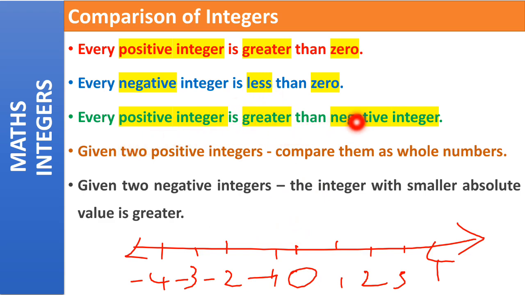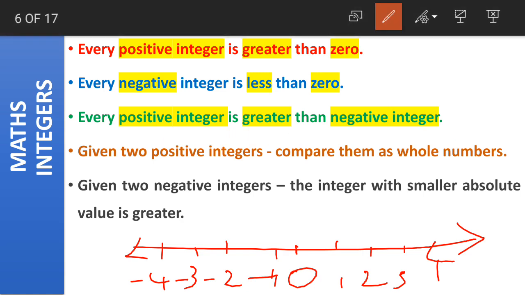Every positive integer is greater than 0. If you look at the pattern here, what is he saying? Every positive number is greater than 0. And we know that 3 is greater than 1. Yes or no? 3 is greater than 1. So the number on the right side, the number on which side, children? The number on the right side is always greater than the one on the left side.